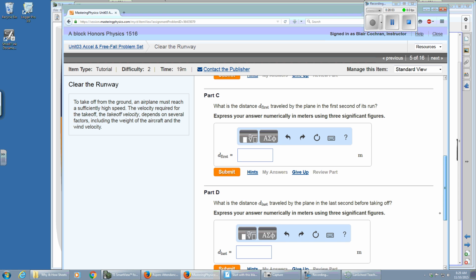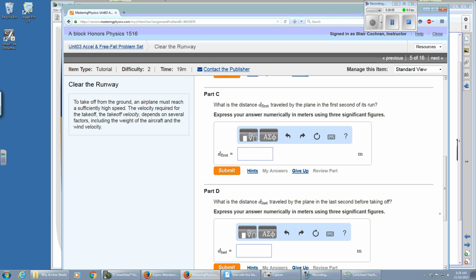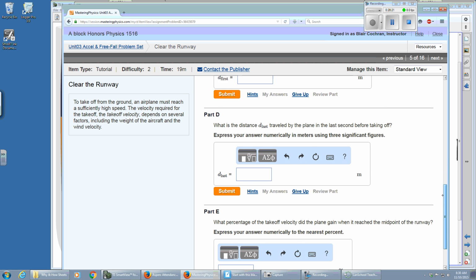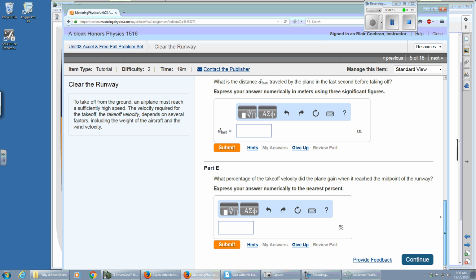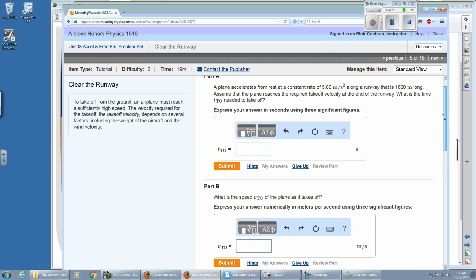And one thing the problem is trying to get you to realize is that it's going to move a lot further in the last second than in the first second, because its velocity at the end is much higher than its velocity at the beginning. And then part E is asking you about what percentage of takeoff loss. So that's another way to think about it.